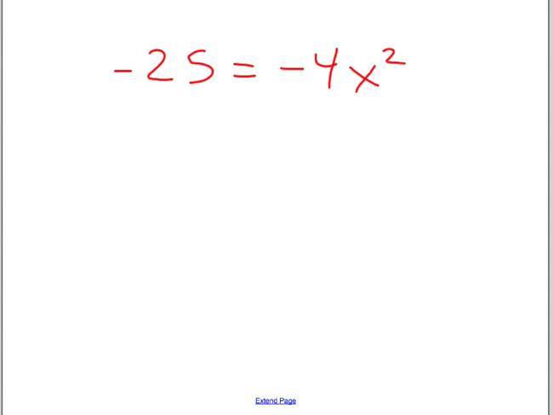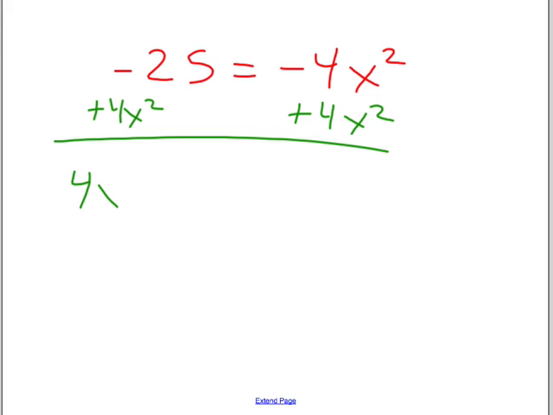So let's get this negative 4x squared moved over here, or you could have moved the 25 over to here, either way. But I'm going to add 4x squared to both sides. That gives me 4x squared minus 25 equals 0. And that is then a situation where we have a difference of squares, and we can factor that into two binomials.